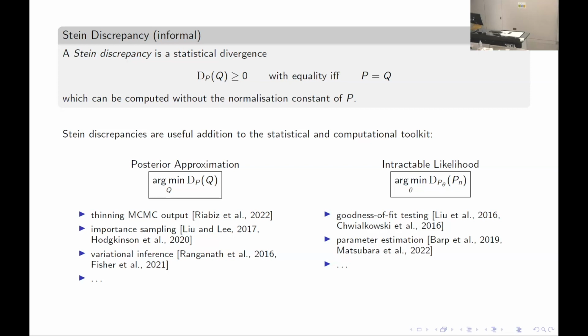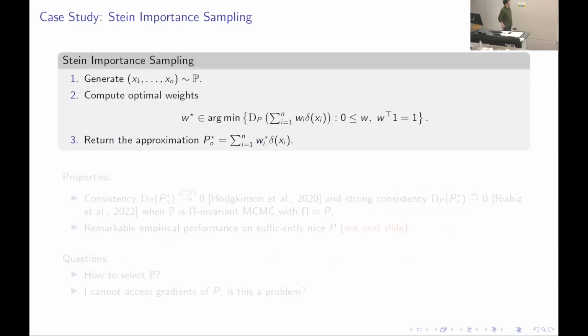Or you could do it in a more traditional variational sense. Or people have also talked about dealing with intractable likelihood. In that case, the approximating measure is actually your data. You treat the data as a discrete set of points, and the target becomes your model that depends on some parameter, and you choose the parameter to also shrink the discrepancy. Hopefully, you get a good model fit to the data. So that's roughly what's happening.